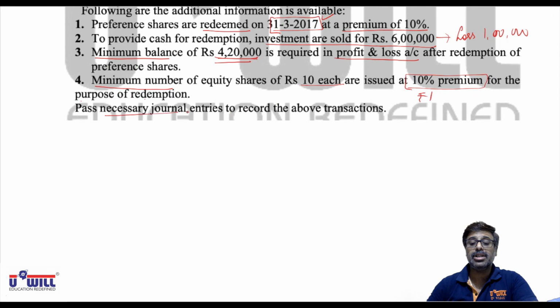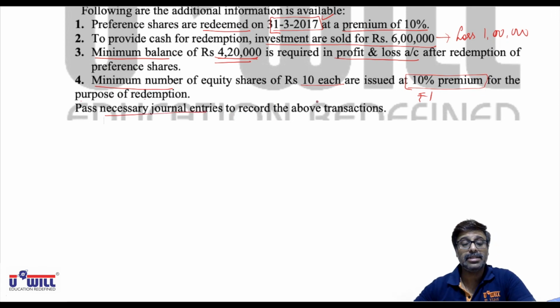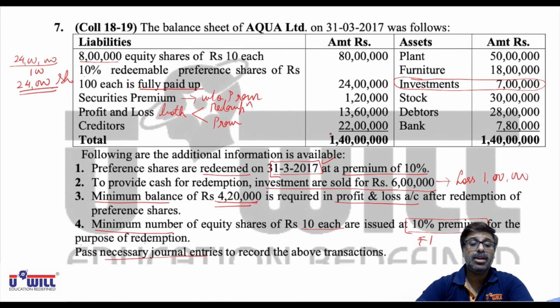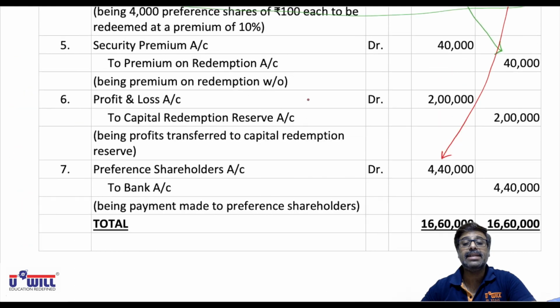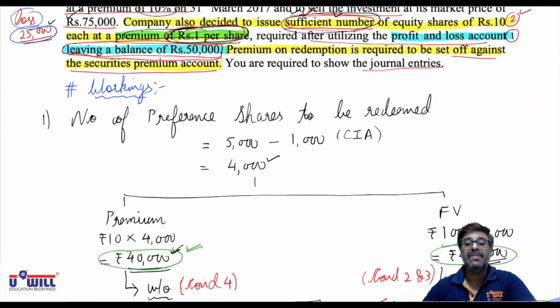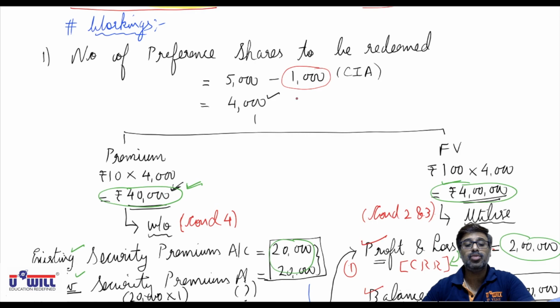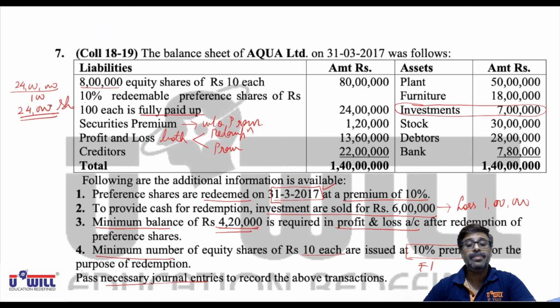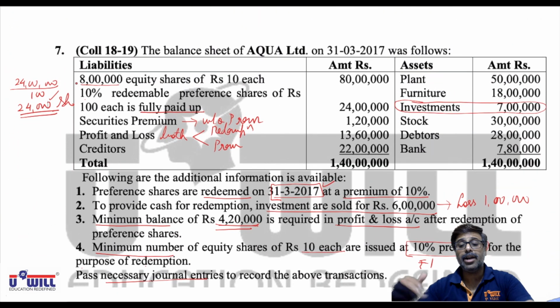Pass necessary journal entries to record the above transactions. So ideally I suggest that all of you pause the video and try the workings on your own. It is exactly similar to the previous question's workings. In fact, easier than that because the calls in arrears are also not there. So all the preference shares given in the question, 24,000, are to be redeemed.